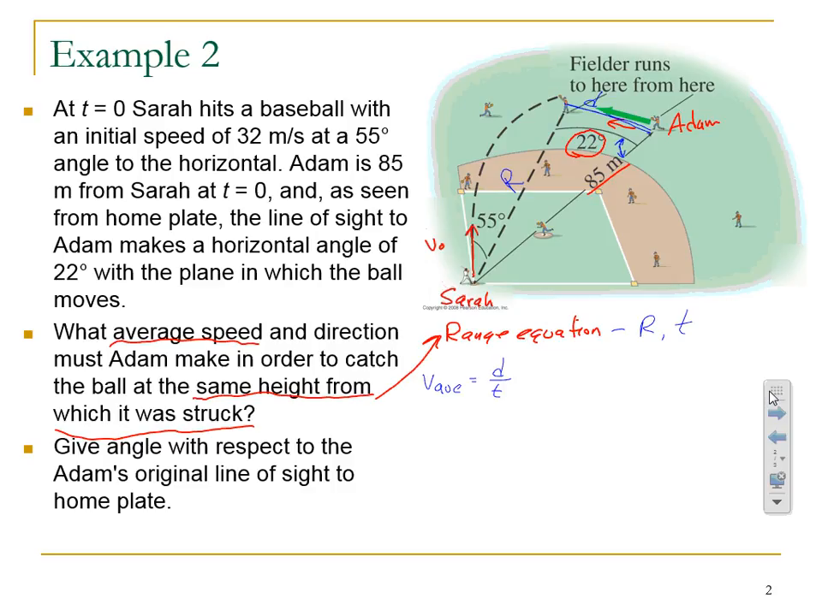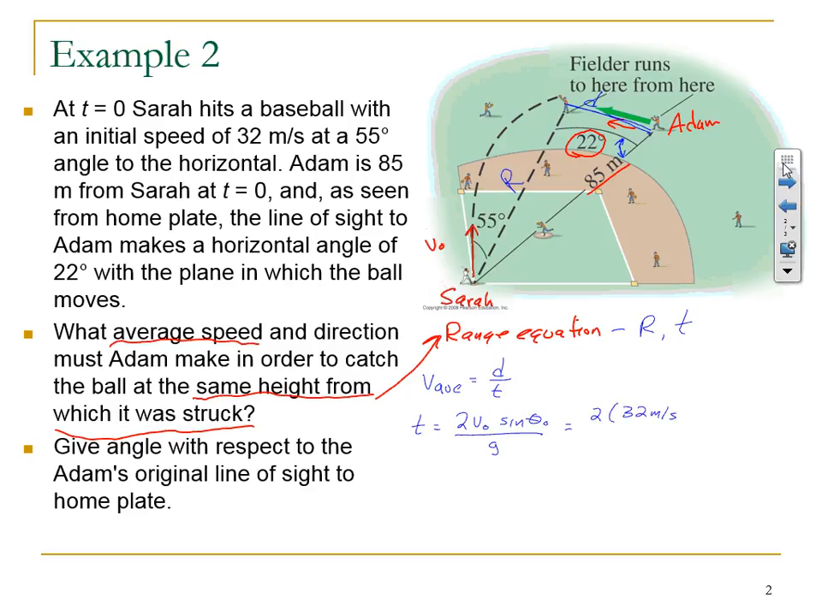The range equation tells us that, or one of the equations that we got in deriving the range equation was the time the ball's in the air. It's 2 V naught times the sine of theta naught divided by G. And I know all this information. We have a 2. My V naught was given as 32 meters per second. And then we have the sine of 55 degrees. Remember, the sine of 2 theta only shows up in the R equation, not in the T equation. So it's just the sine of 55 degrees.